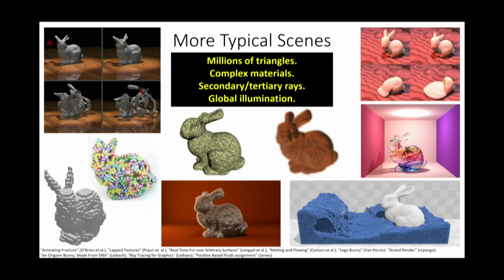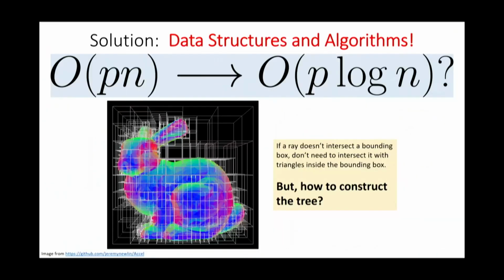So what is our way out of this? Well, if you take 6.837, you'll see that our way out of these problems in graphics is data structures and algorithms. It's completely unavoidable.